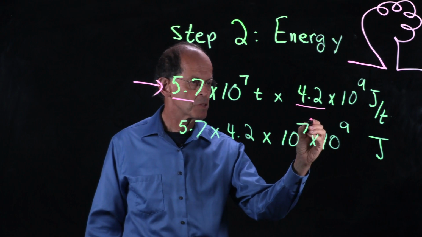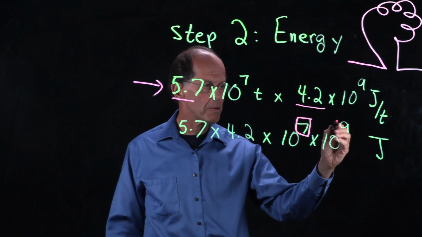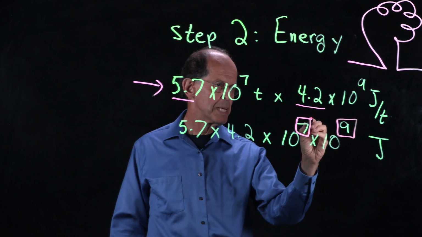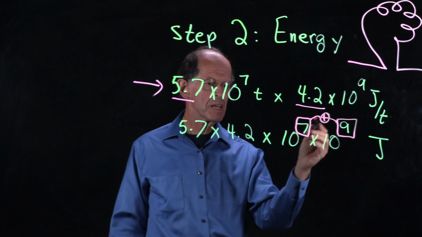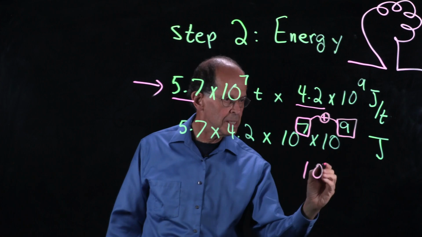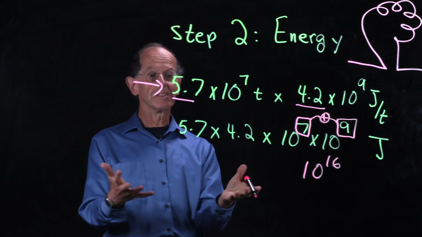We know how to do this. When you multiply and things are expressed in powers, you add the exponents. So we're going to be adding these exponents. Add them together. 7 plus 9 is 16. So this becomes 10 to the power 16. Well, now we got 5.7 times 4.2.